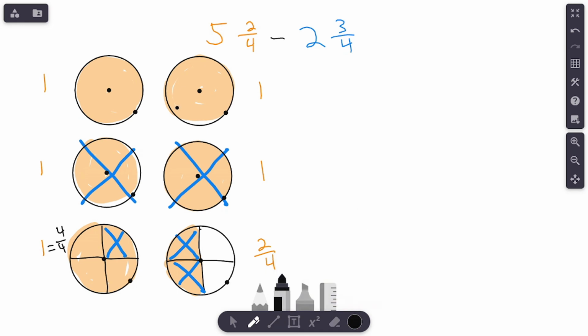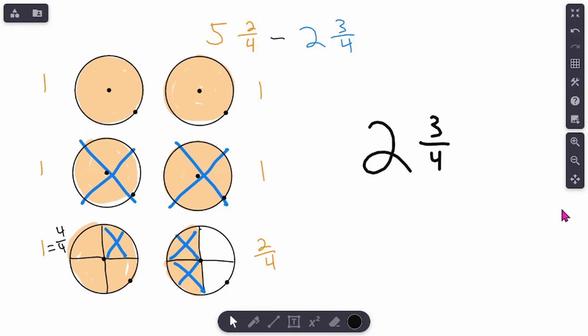All right, what's going to be our final answer? Let's see. We've got 1 whole, 2 wholes. So there's a whole number of 2. And for our fraction, we've got 1/4, 2/4, 3/4. Our answer, 5 2/4 minus 2 3/4 equals 2 3/4.